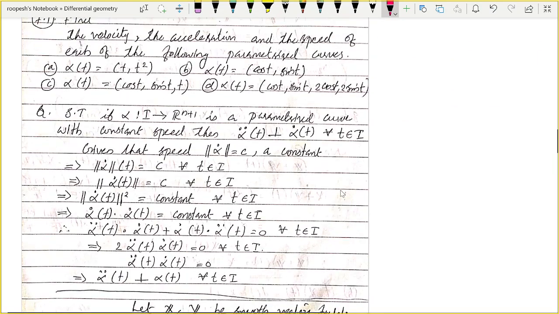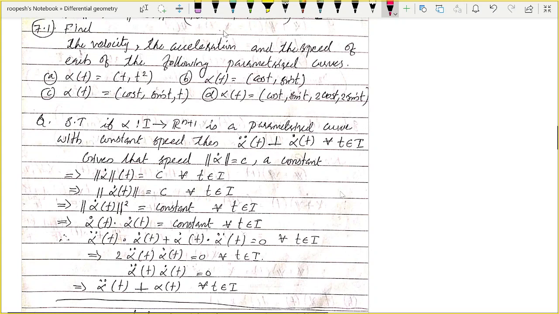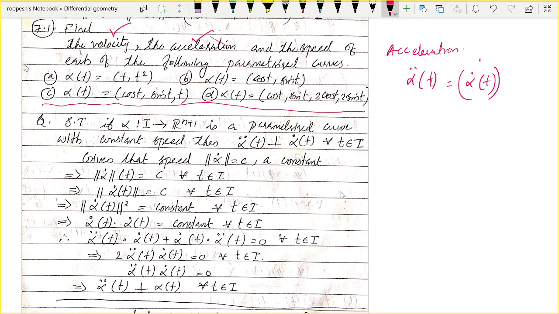Now this I am leaving for you to work. Find the velocity, acceleration. How to find acceleration? Acceleration means your alpha double dot of t, right? So first you find alpha dot of t, then again you find the derivative of alpha dot of t. So this I am leaving for you as homework, up to this.